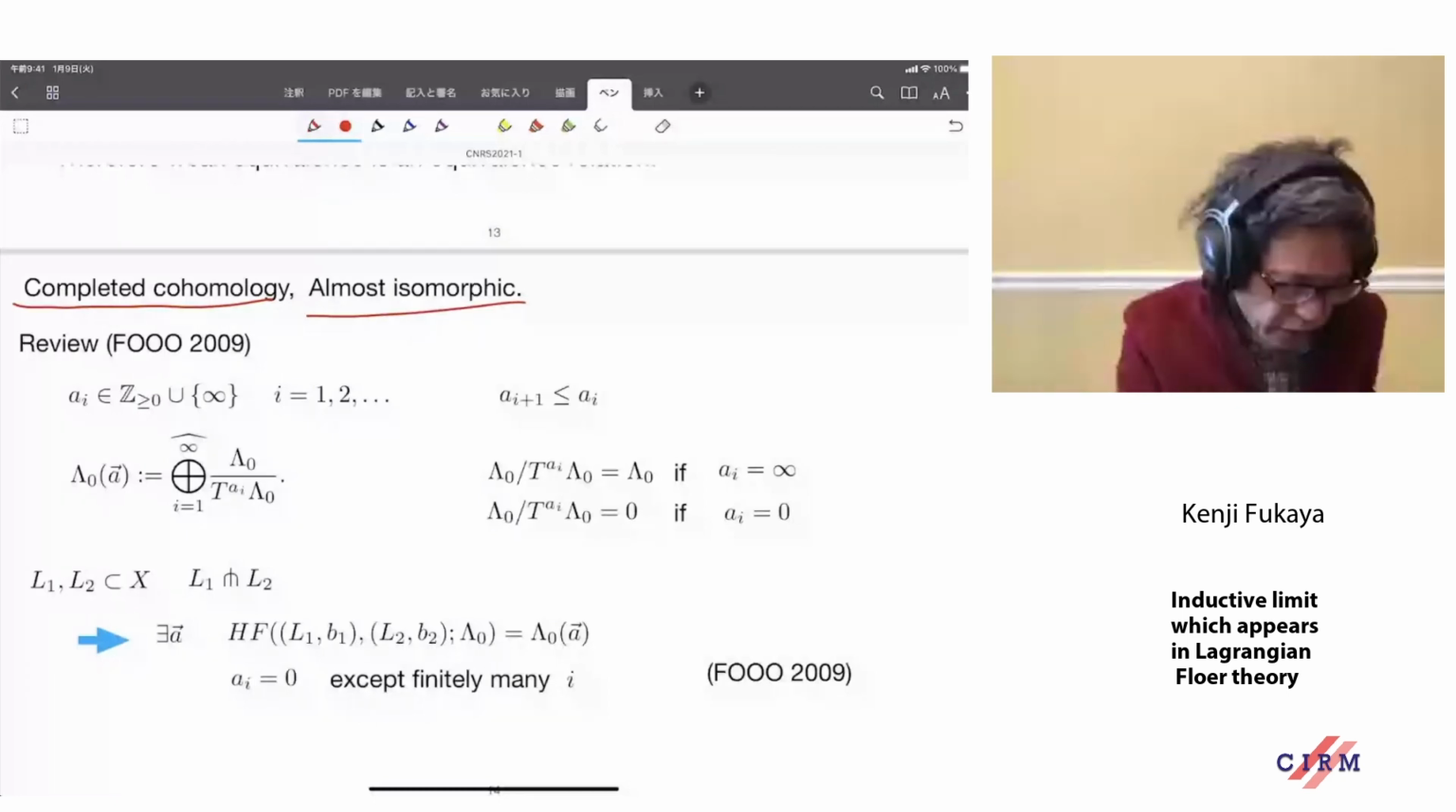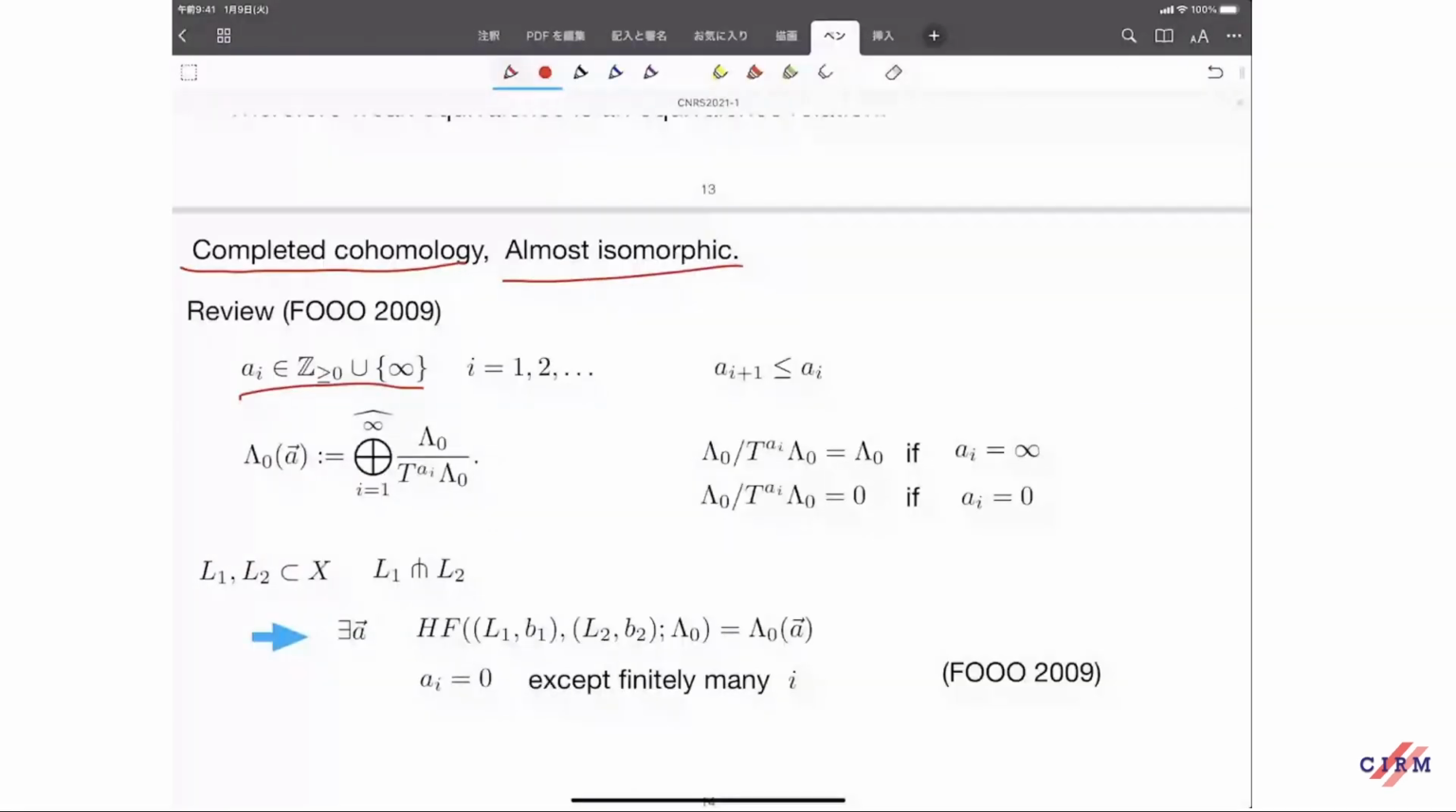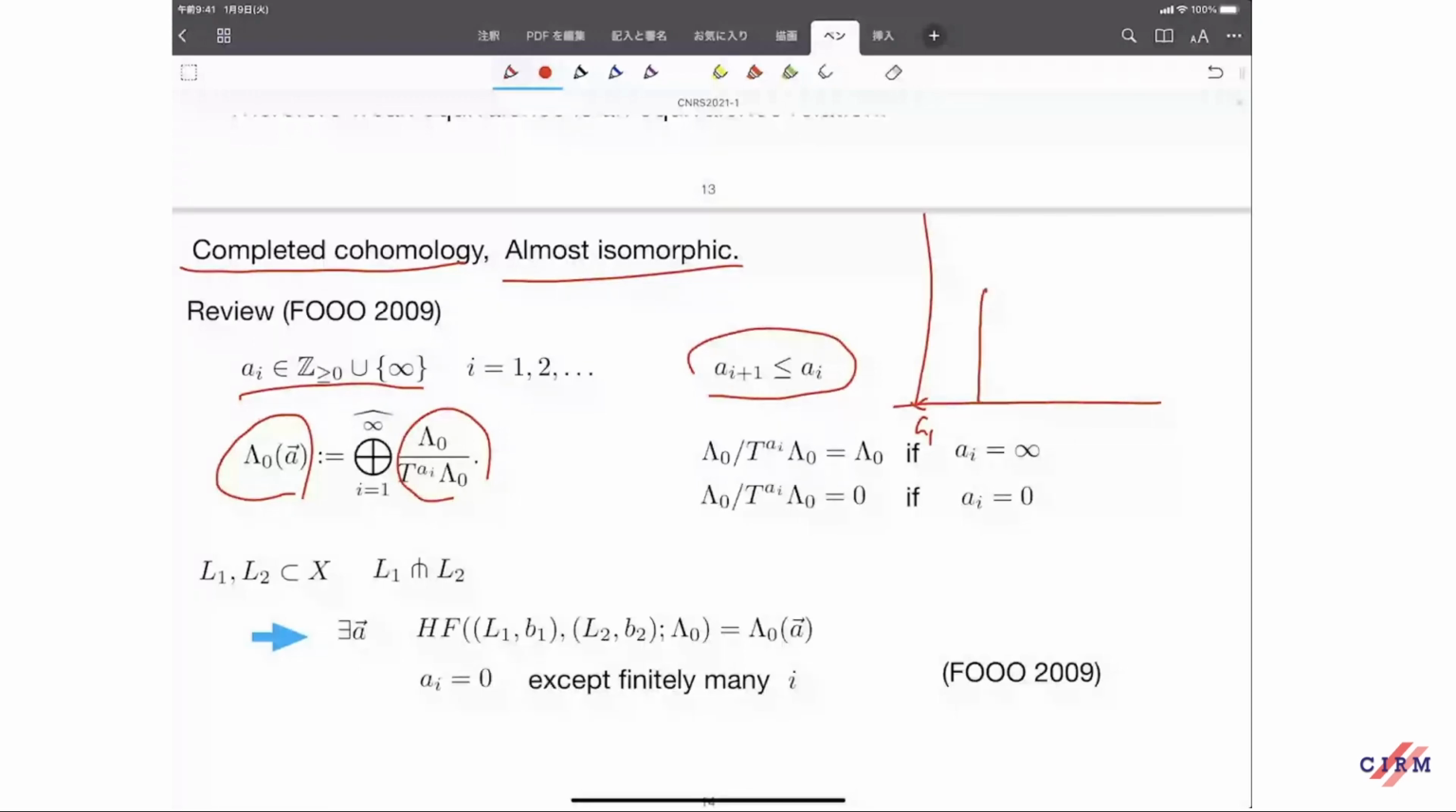So suppose we consider a sequence of non-negative integers or infinity, and it is a non-increasing sequence. Then we construct this Lambda 0 module. So you take this Lambda 0 divided by T to the power a_i of the lambda i. Then you take this direct sum and complete it. It is this T to the power a_i. So it's something like this. So you have a0 going to infinity, a1 going to infinity, and this stops at a2 and a3.